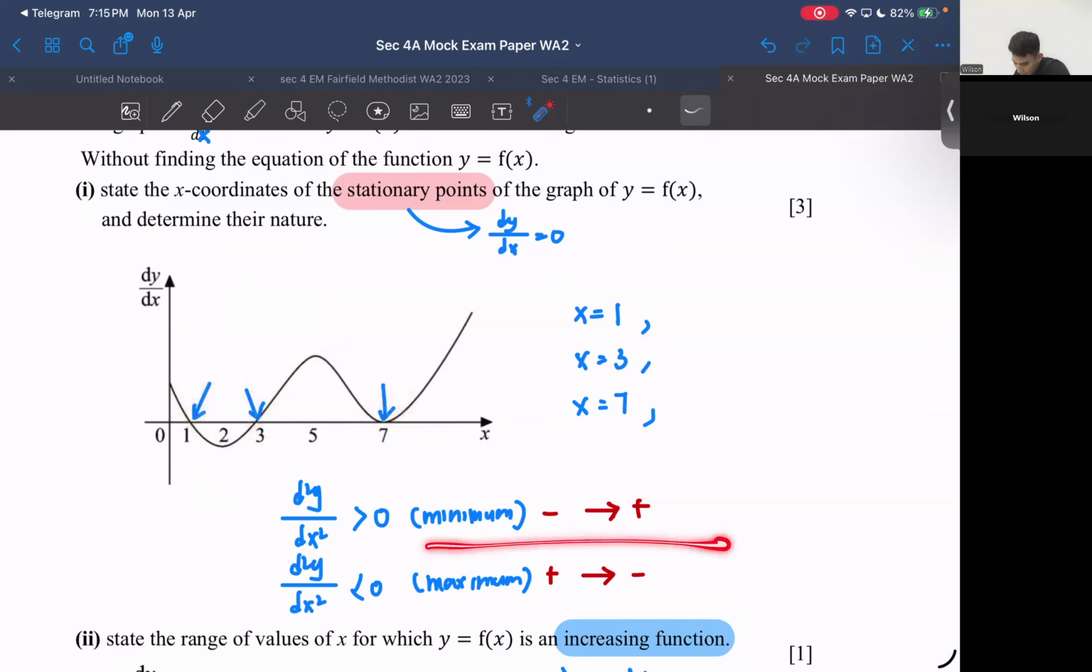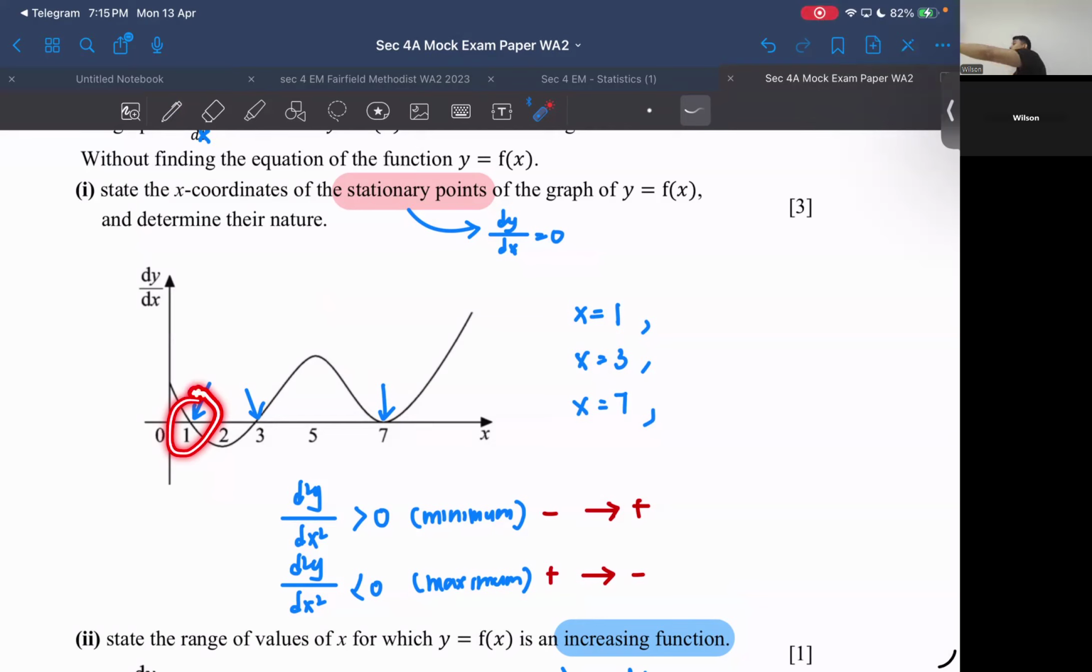So minimum, it goes from positive to negative. So what kind of point is this? There's only maximum, minimum point. Okay, what point is this? Let's go around the class. What point is this one? What kind of point is it? Maximum, minimum, or do not know?